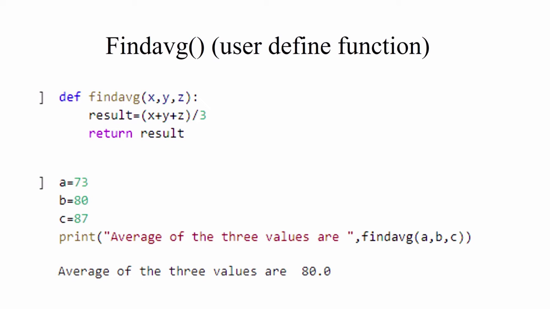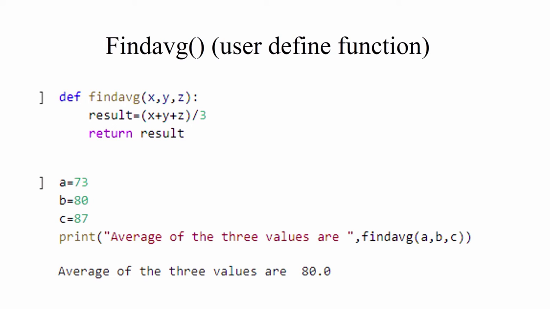And the second function is finding the average of numbers. It's also a user defined function. We gave the name of this function finding the average. So we assign x, y, and z variables, and for result we assign the formula of finding the average, and then return the result.